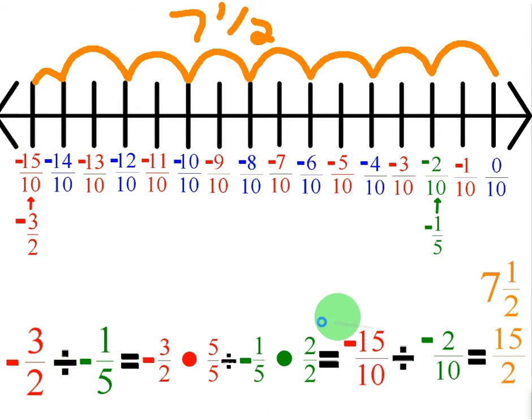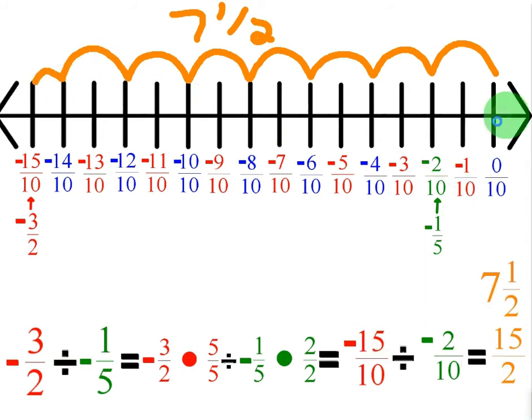We took, first of all, -3/2, converted it to -15/10. Then we took -1/5 and converted it to -2/10. So these are the same numbers. Now we can easily divide this. Take this and divide by this. So in other words, how many times does this fit into that? Let's count. 1, 2, 3, 4, 5, 6, 7 and a half, which is exactly what we got over here.